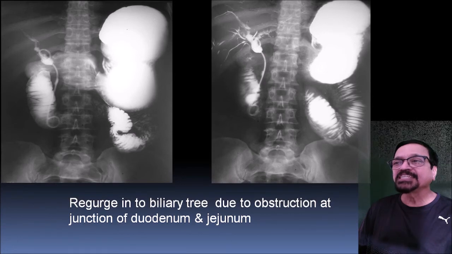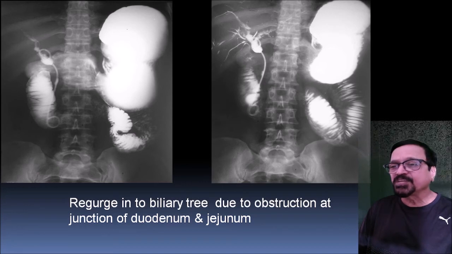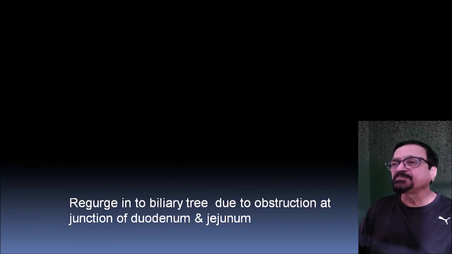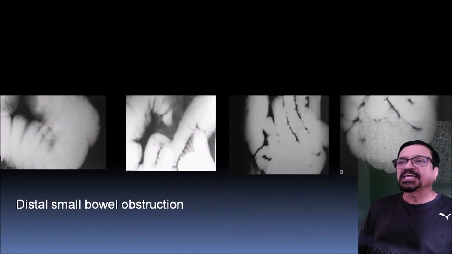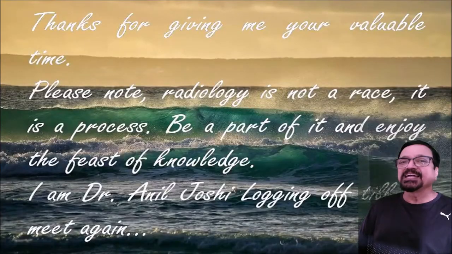Now here we are seeing regurgitation from the ampulla of Vater, because there is a stent. That stent can be easily seen, so this should not be given much importance. For us, what is more important is the obstruction at the mid jejunum. So there is regurgitation into the biliary tree due to obstruction at the junction of the duodenum and jejunum. Here this is a distal small bowel obstruction, a straightforward case.